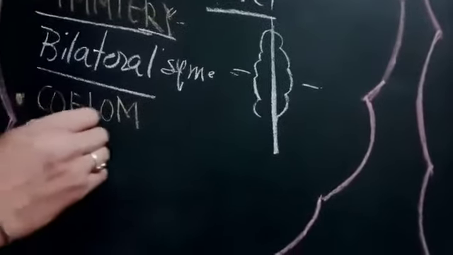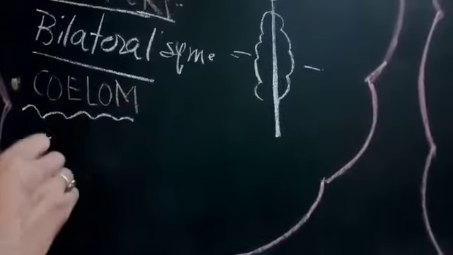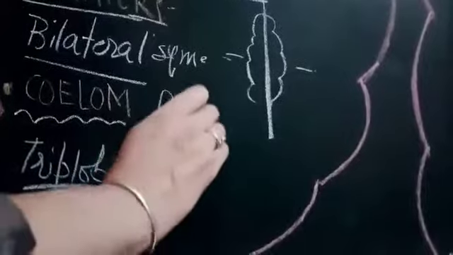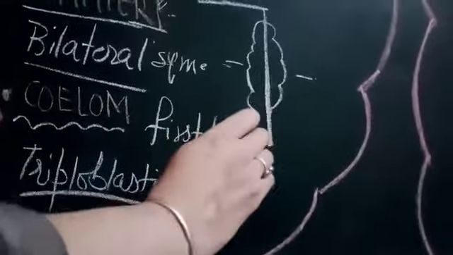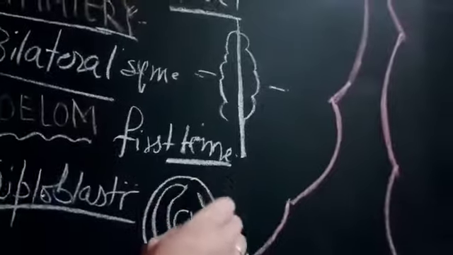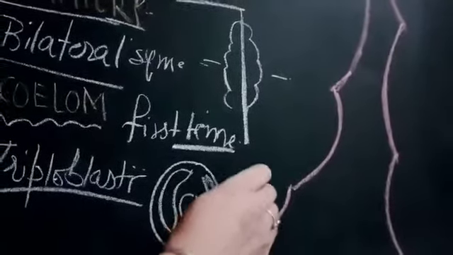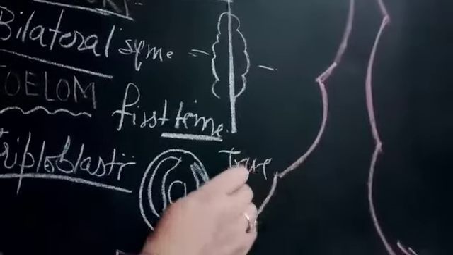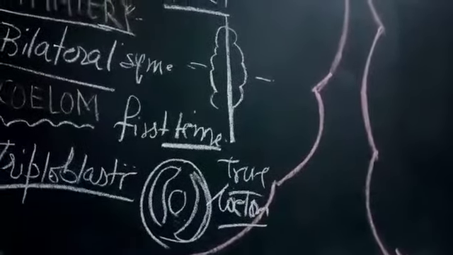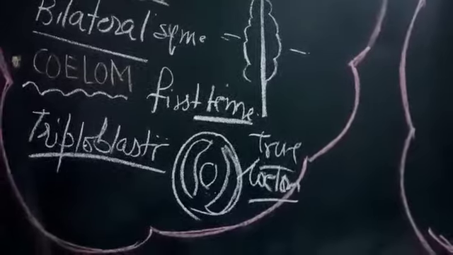As far as the coelom is concerned, these organisms are triploblastic, and for the first time a properly mesodermal bound space has been formed, and that is called the true coelom. So the first time the true coelom has appeared is in this phyla, that is the Annelida.